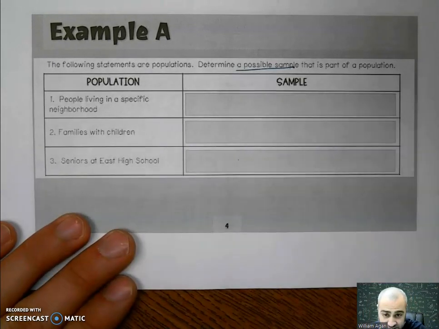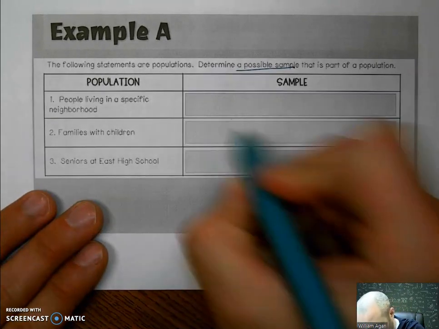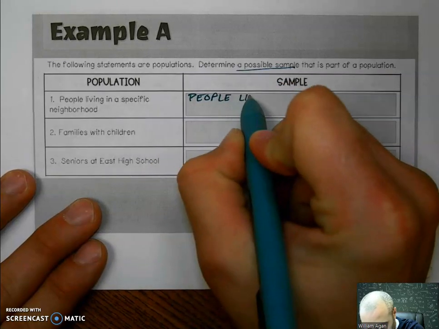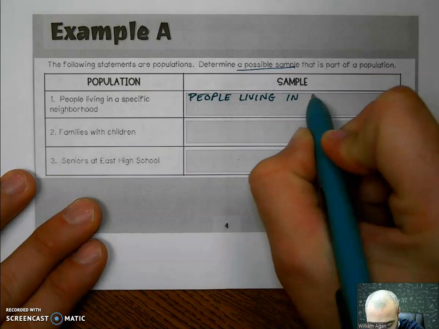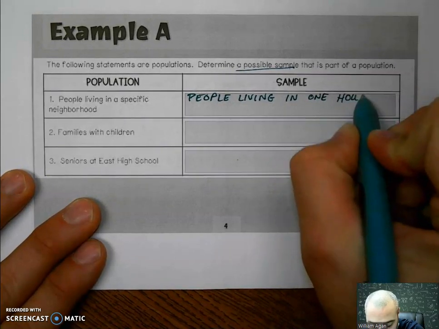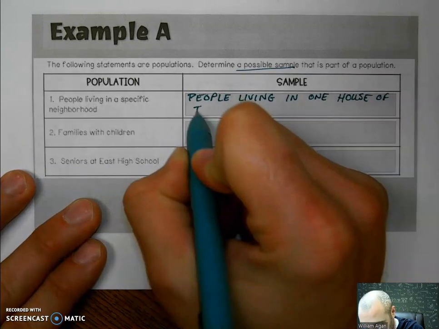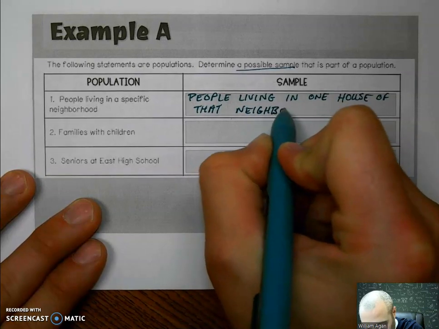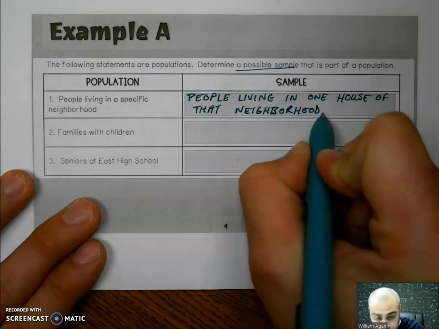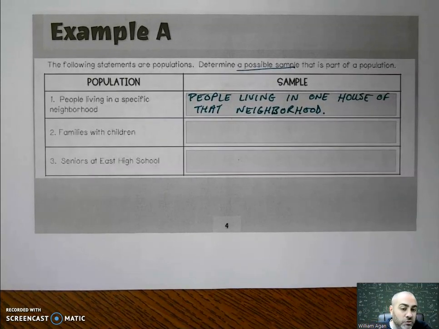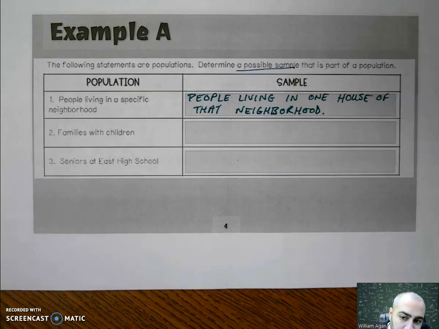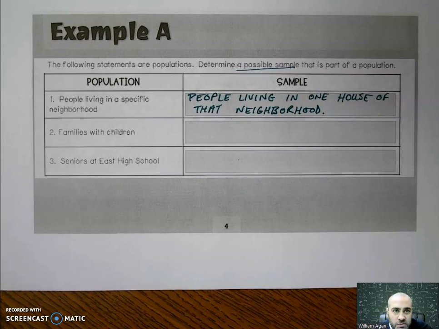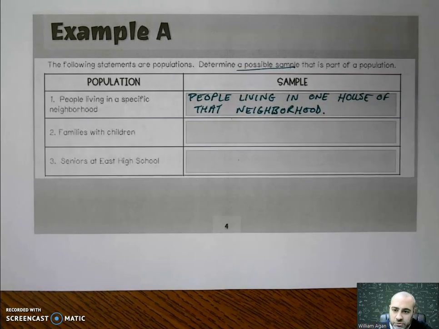So people living in a specific neighborhood, a sample of that could be the people living in one house of that neighborhood. Okay, that could work. That's not the only answer. You could say other things like the children that live in that neighborhood, or the people that live on a certain street in that neighborhood.